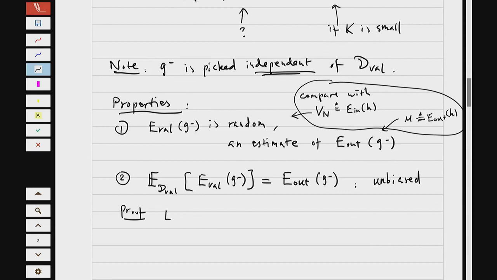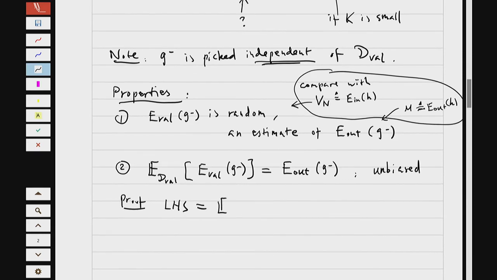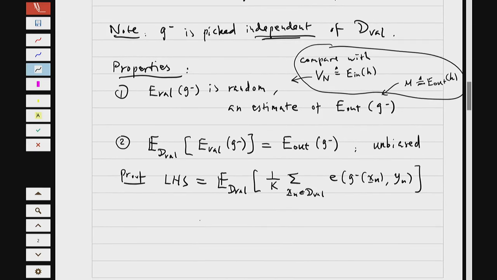So the left-hand side is equal to the expectation over the validation data set. Just write down the formula for the validation error. It's the average over the k samples you have, xn in this D val, of e of g minus xn, yn, like that. And it's an expectation, so just move it inside.